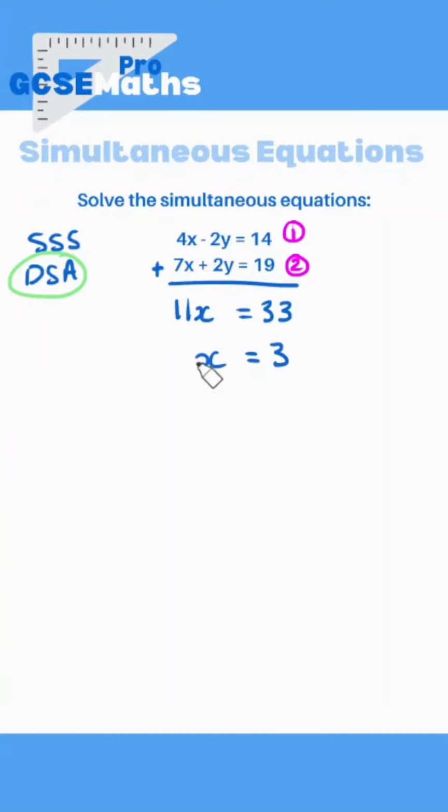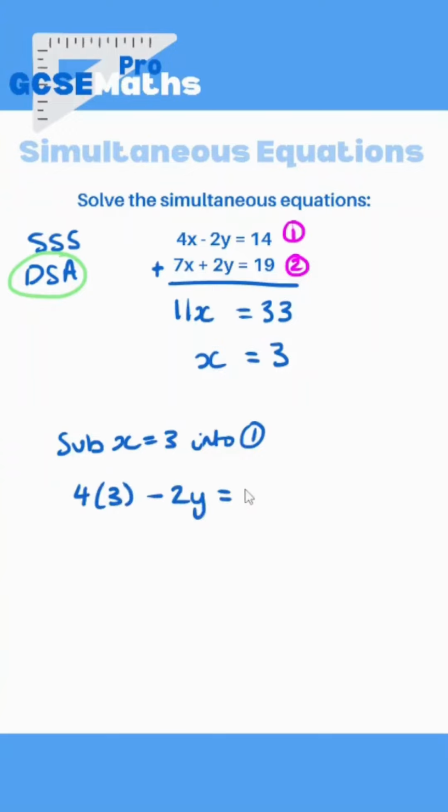What you're going to do, and this is the same for substitution or elimination method, is you're going to choose one of your 2 original equations and you're going to substitute in the value of x in this case. So I'm just going to choose equation 1 just because it's smaller. So sub x equals 3 into equation 1. So where I've got an x, I'm going to write 3. So I've got 4 times 3 minus 2y equals 14.